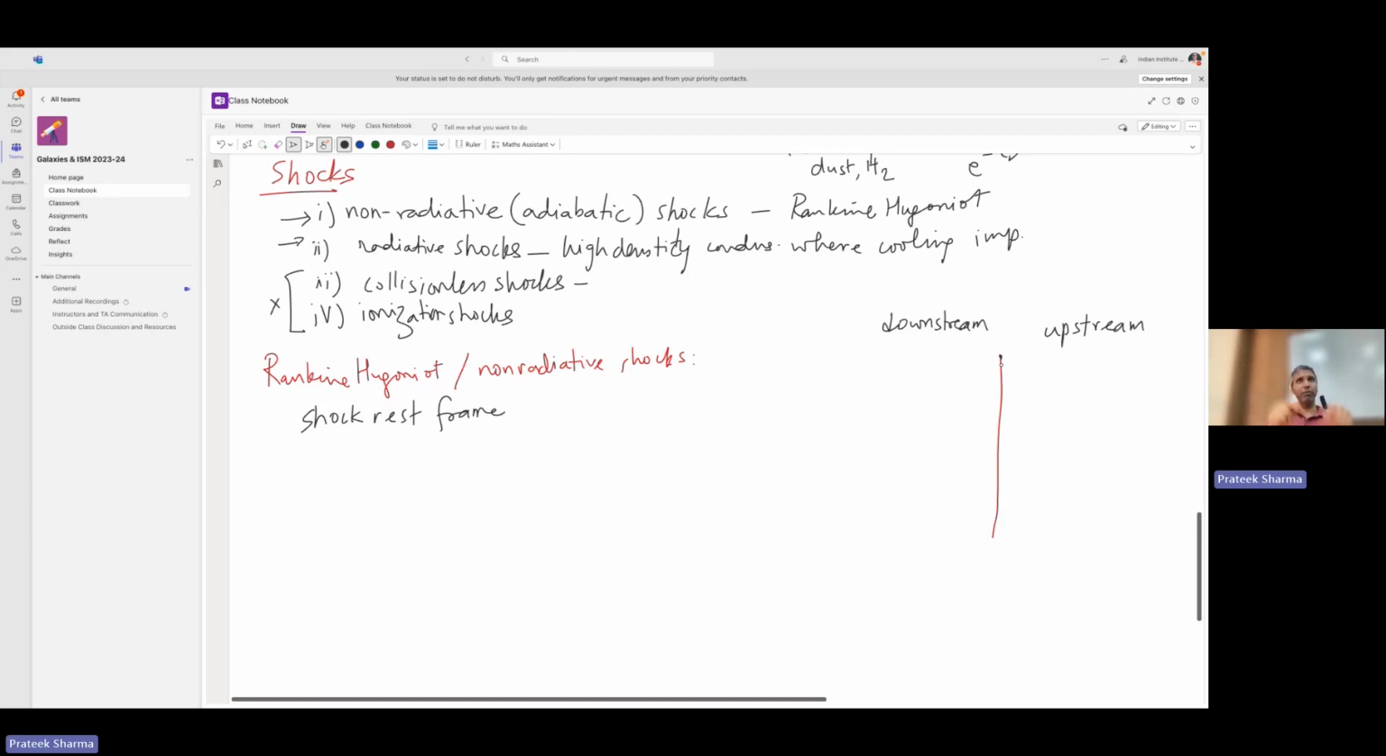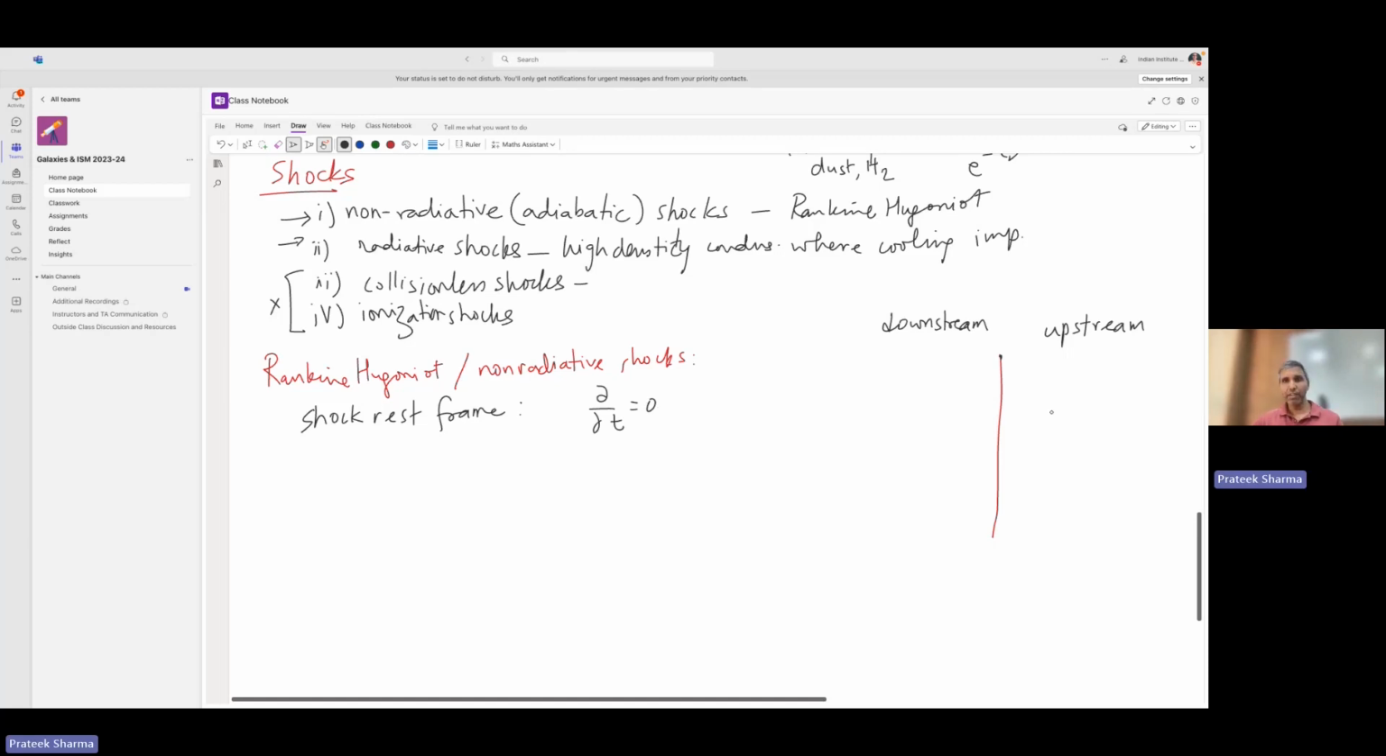But the equations that I'm going to write are not valid in the lab frame. They are valid in the frame in which the shock is at rest. You have to be very mindful of this. The frame is important. All these equations that I'm going to write here are valid in the shock rest frame. Why? Because in the shock rest frame, this is zero. Partial by partial t is zero.